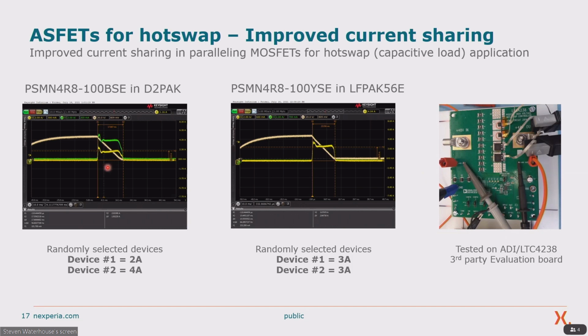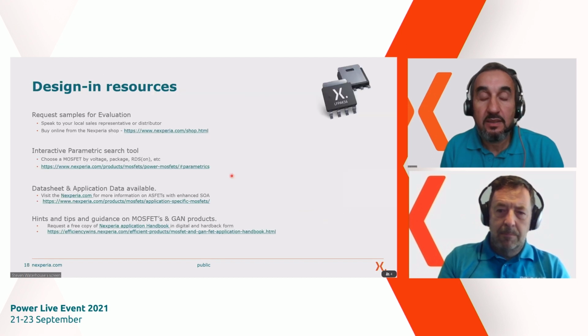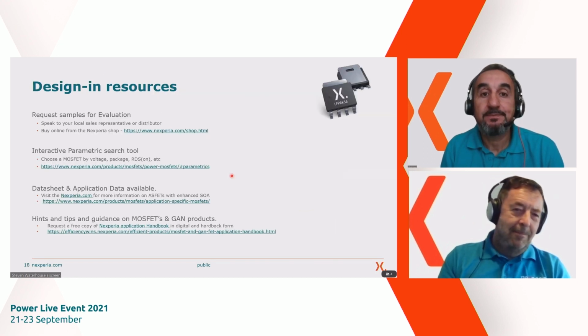Although sharing the current, there's not a great deal of balance there. If we look at the scope in the middle, then the two are pretty much superimposed on one another. This is how well the current is shared between these two LFPAC 56 that has the latest generation enhanced SOA. And with that, I'll leave you with the last slide that I think Stephen will take from here.